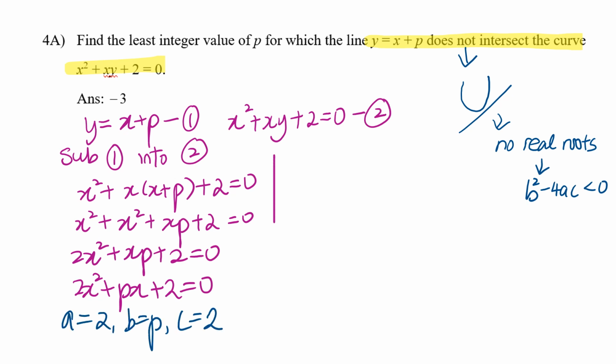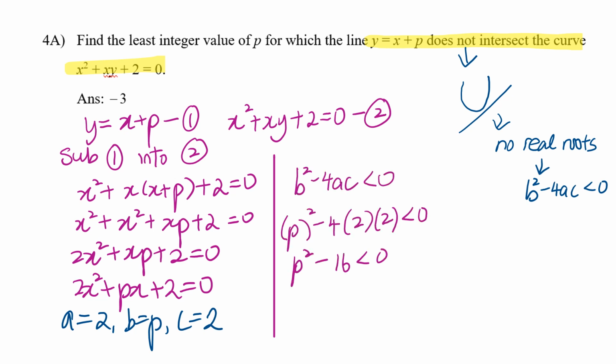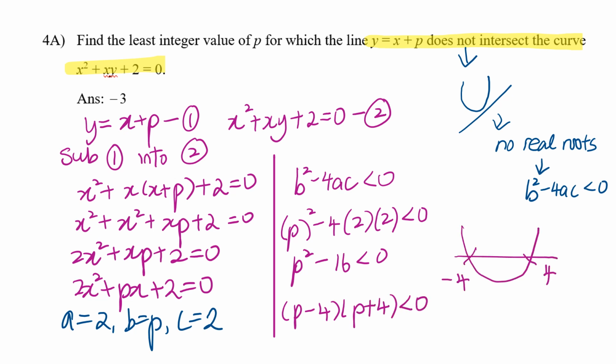Right, sub into your b squared minus 4ac less than 0. You end up getting p squared minus 16, which you can factorize into p minus 4 times p plus 4. This is a U-shaped curve. Draw your U-shaped curve.